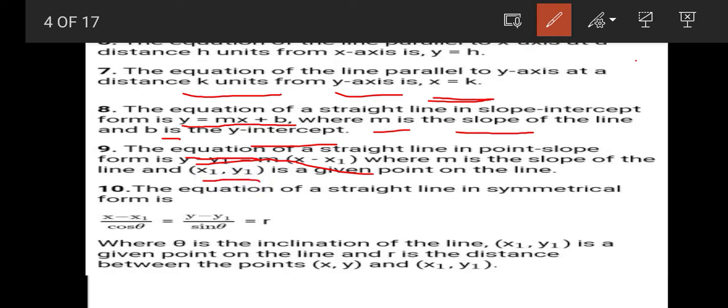The next is the equation of a straight line in symmetrical form, given by this formula: (x minus x1) upon cos theta is equal to (y minus y1) upon sin theta is equal to r, where theta is the inclination of the line, (x1, y1) is the given point on the same line, and r is the distance between these 2 points (x, y) and (x1, y1).